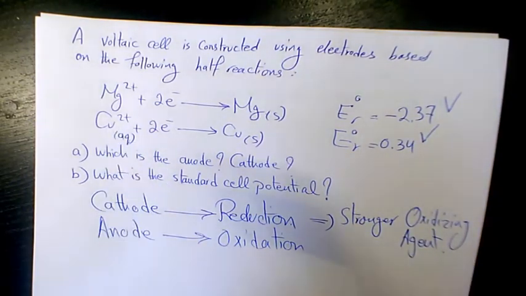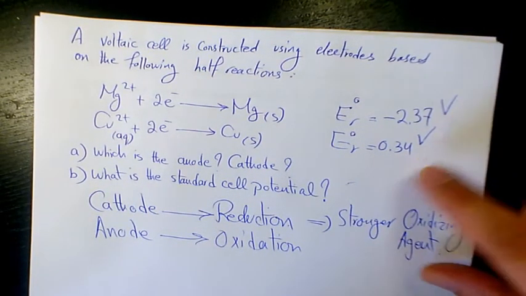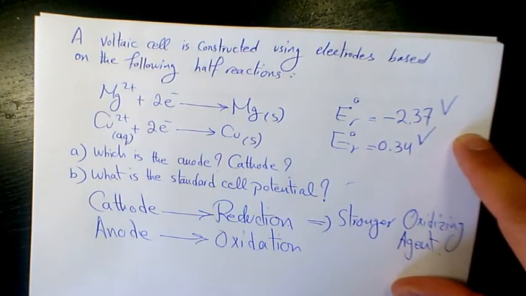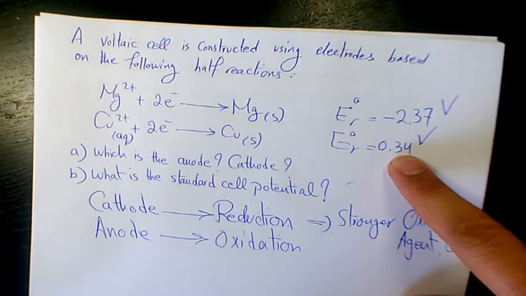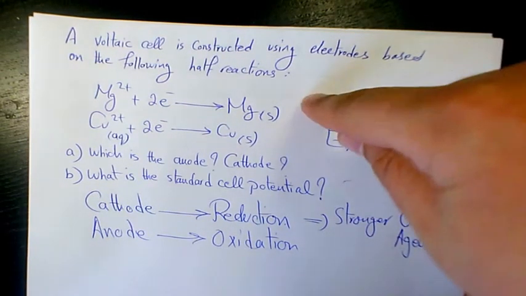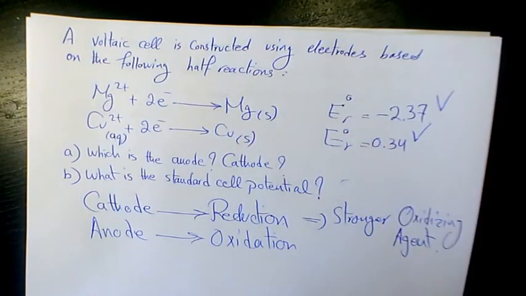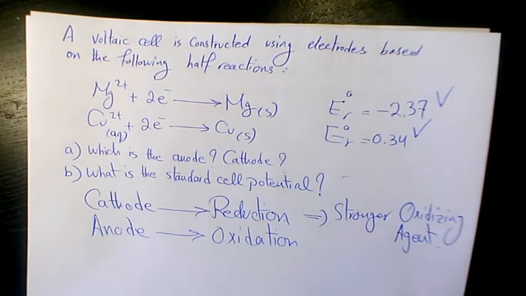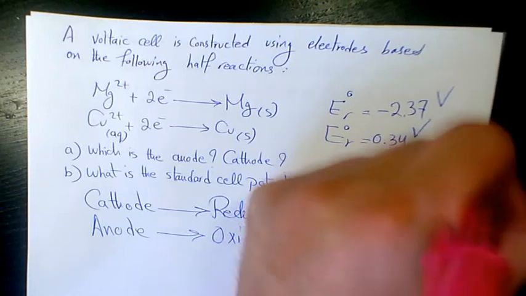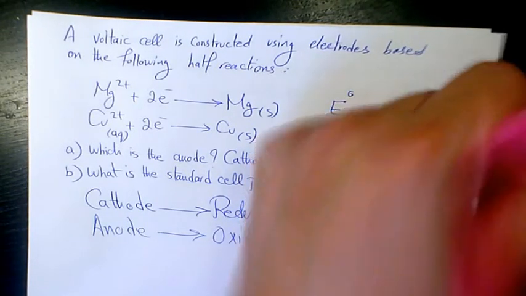So how do we figure out which one is stronger oxidizing agent? We need to look for these two numbers. Here we have 0.34, this one has negative 2.37. This one is greater, so it means that this one is stronger oxidizing agent. So that's gonna oxidize the other one. Copper is gonna oxidize magnesium. So cathode is gonna be the copper one, and anode is gonna be the magnesium.